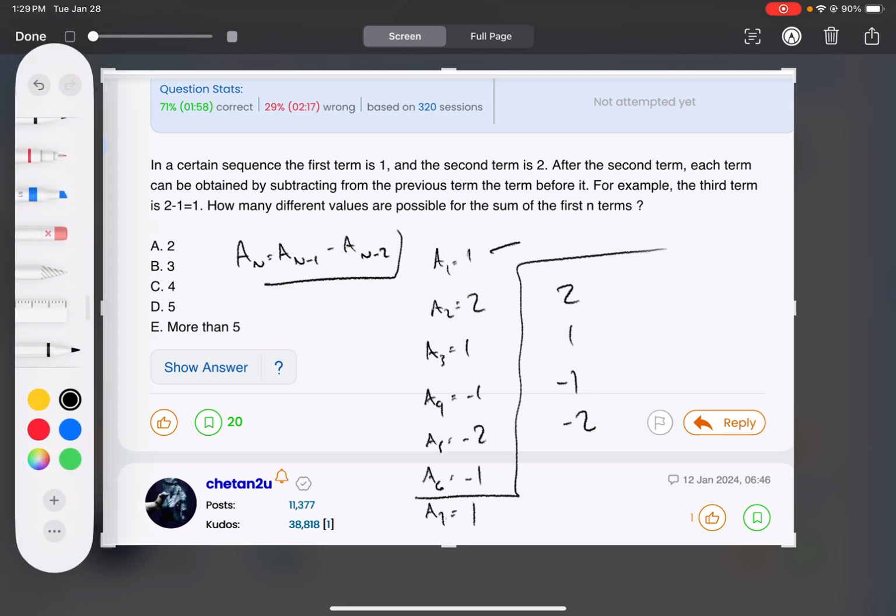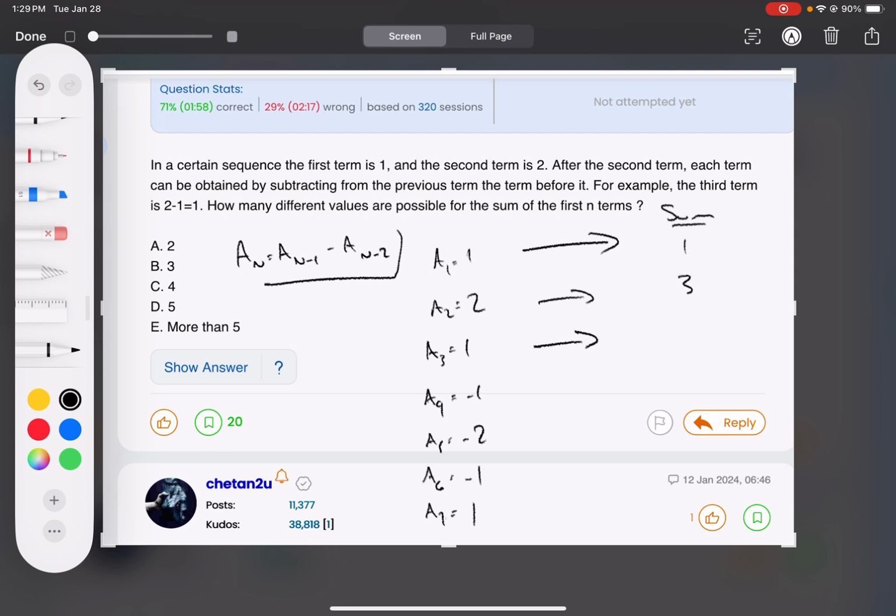So the sum through A of 1 is 1. Let me organize this. The sum through A of 2 is 2 plus 1, which is 3. The sum through A of 3 is add another 1 to that, so 4. This plus negative 1, so 3. Plus negative 2, so 1. And then plus negative 1, so 0.